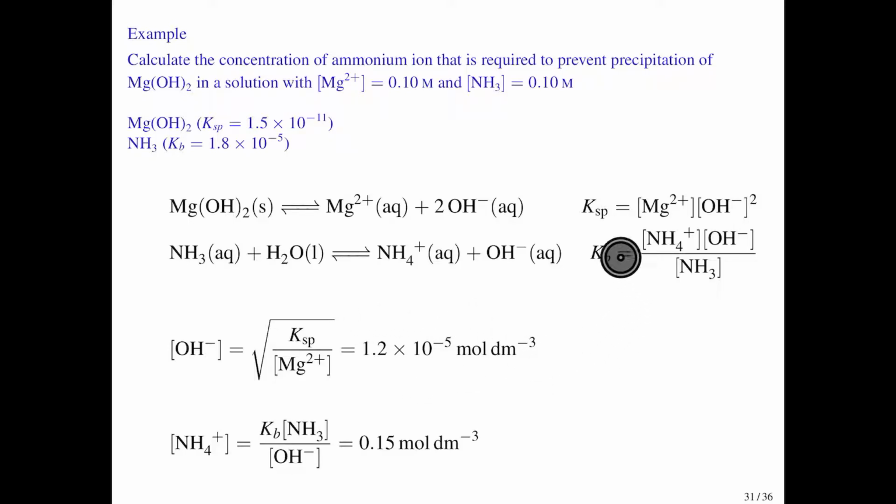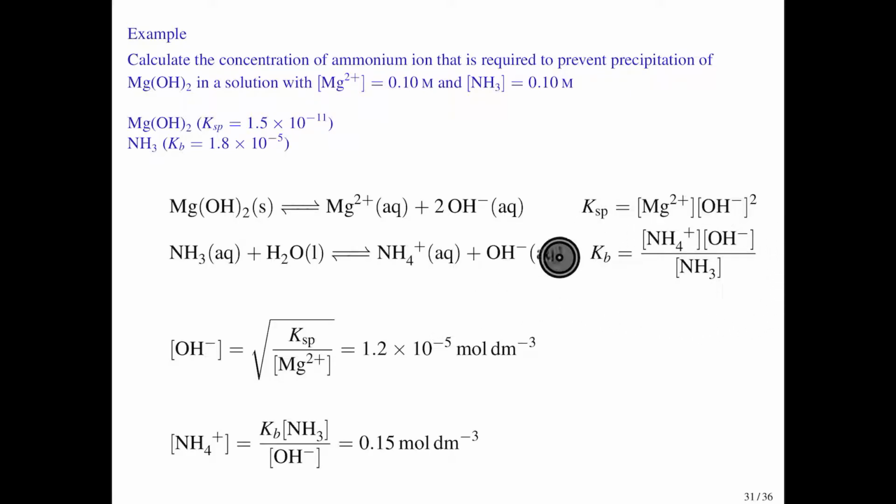Now, how do we control that? Well, we have the other reaction here, which involves a Kb expression. So you've got Kb equals the concentration of ammonium times the hydroxide concentration divided by the ammonia concentration. If you add ammonium, what that is going to do is shift this reaction to the left, which will end up consuming some of the hydroxide in the system. And that's what you want to do. If you want to keep the hydroxide concentration at a minimum, you need to add a certain amount of ammonium to keep the hydroxide concentration at that level. And so that's what we do here.